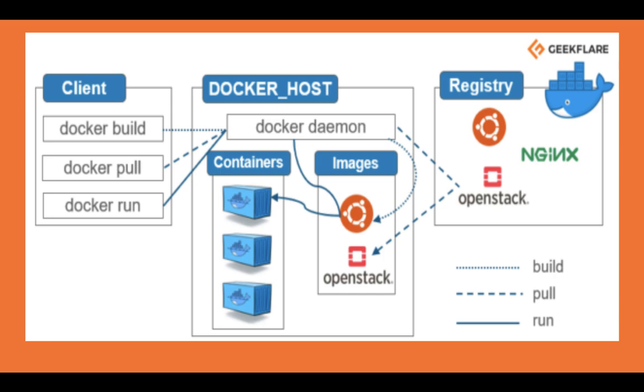So in this diagram, it is more clear how the Docker system works. On the client side, the client gives a command, docker build. This command goes to the Docker daemon. The Docker daemon, which is inside the Docker host, will create a container from the Docker image. If the image is not present locally on the host operating system, it will pull the image from the Docker registry.